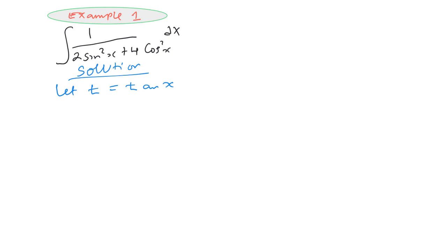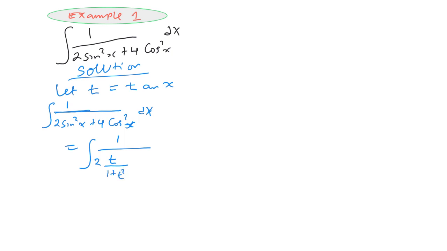So I will say that the integral of 1 over 2 sine squared x plus 4 cos squared x, dx, will now be equal to the integral of 1 over 2 times t squared over 1 plus t squared plus 4 over 1 plus t squared, then times dt over 1 plus t squared. We have already obtained the expressions for sine and cosine. Sine is t over the root of 1 plus t squared, so it will be a t squared. Now, you go ahead and organize this.